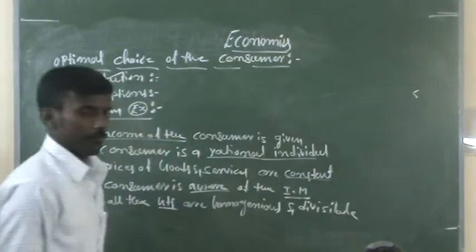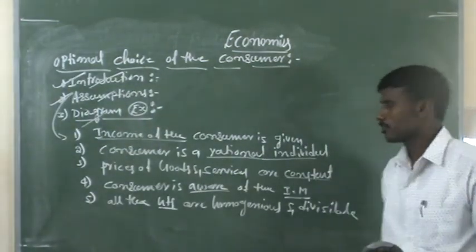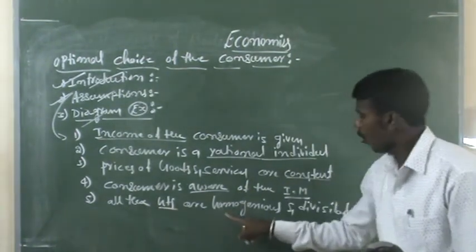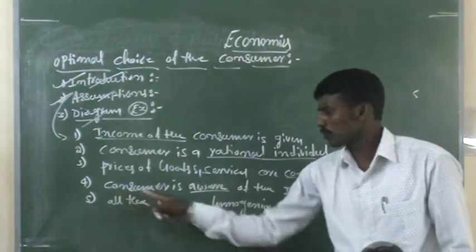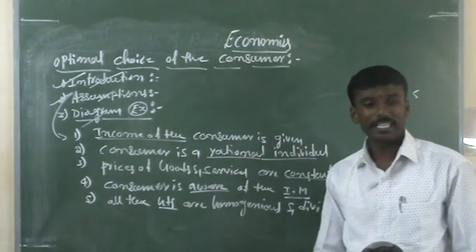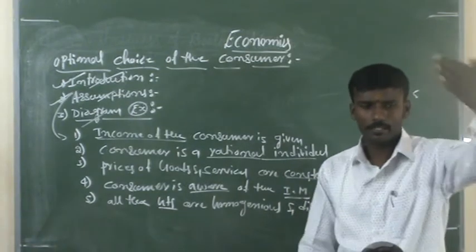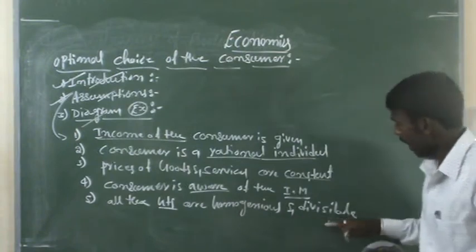See, the fifth or last assumption of optimal choice of the consumer is: the goods and services are homogeneous and divisible. Here, the goods and services that we take are homogeneous, uniform things. For example, banana, mango. All bananas are of one kind, mangoes are of one kind. This is homogeneous. And they are divisible.